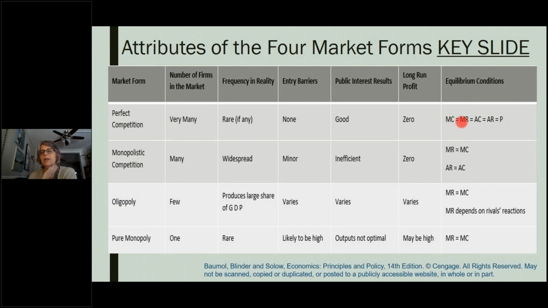Equilibrium conditions, this is the best one. When the price equals the marginal cost, you're really happy as a consumer because that means that you're paying what it costs them to make it. It's good here for consumers. The rest of these are not nearly as good.